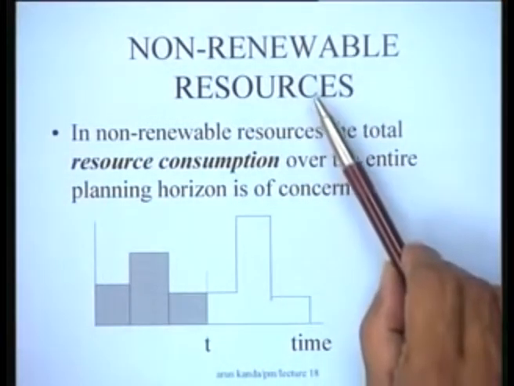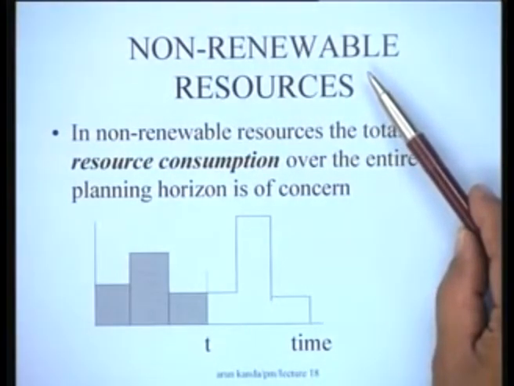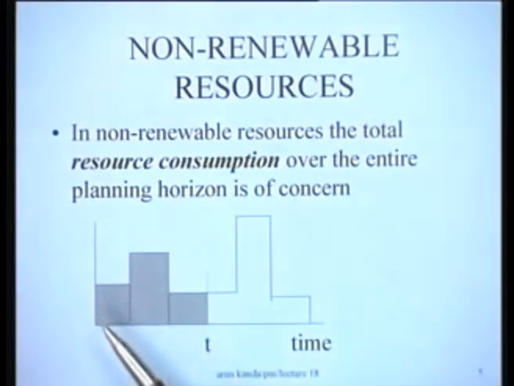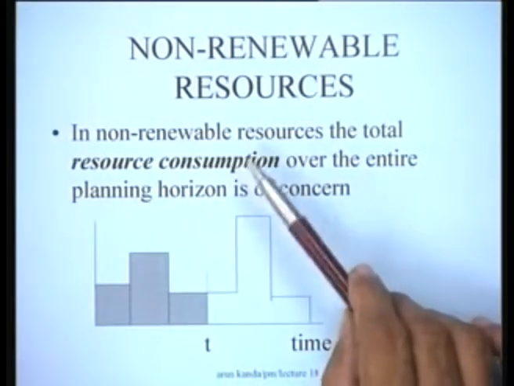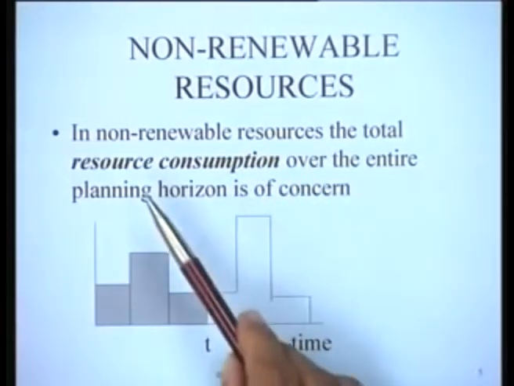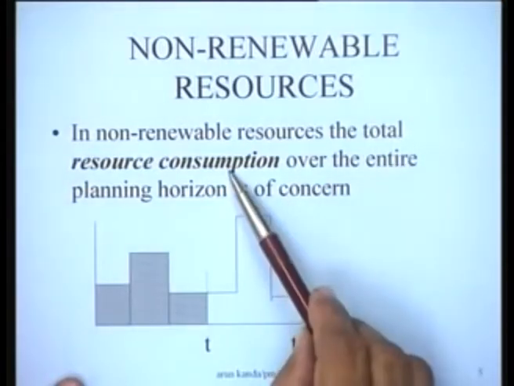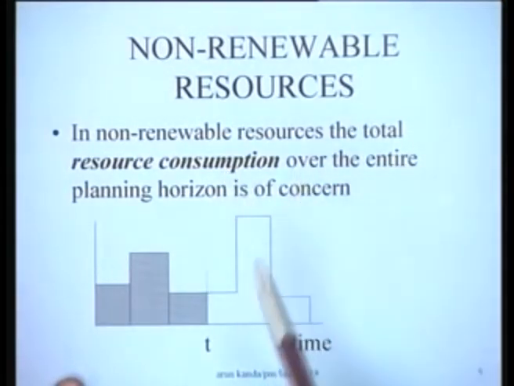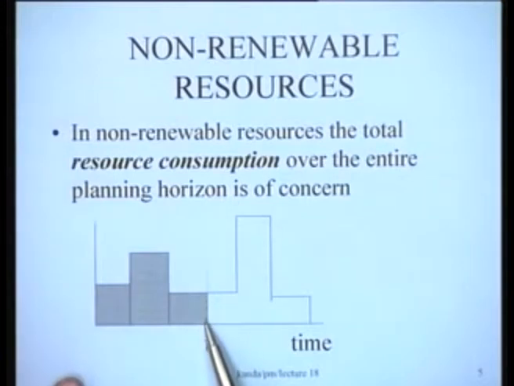By non-renewable resources or consumable resources, we mean those resources which are often referred to as consumable resources as well. If you look at the resource usage profile of a non-renewable resource, in this category we are basically concerned with the total resource consumption, which means if we are at time t here, what we are interested in is the total consumption, that is the area under the curve up to time t, really speaking.